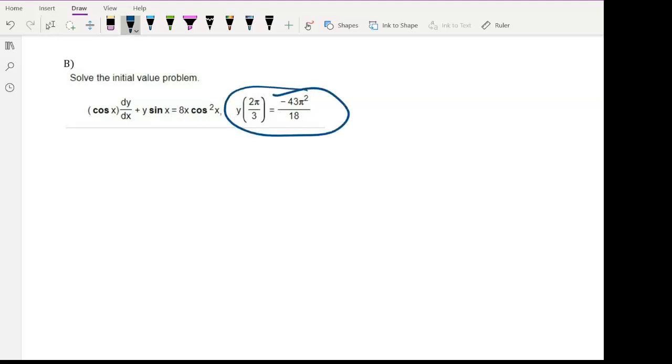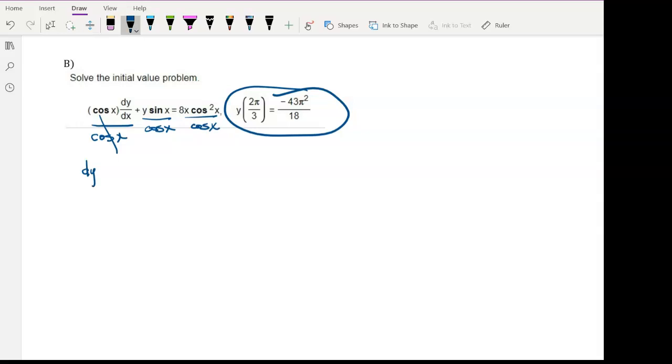Don't worry about it. All we're going to do is plug it in later, and hopefully a lot of it will simplify when we plug it in. What we need to focus on to start with is finding a general solution. So we want to start in our standard form so that we can identify our p of x, and the standard form has dy over dx all by itself in that first term. So we're going to have to divide everything by cosine x.